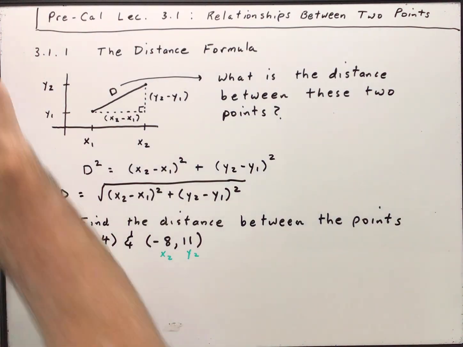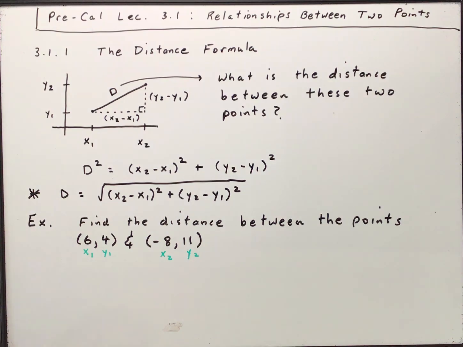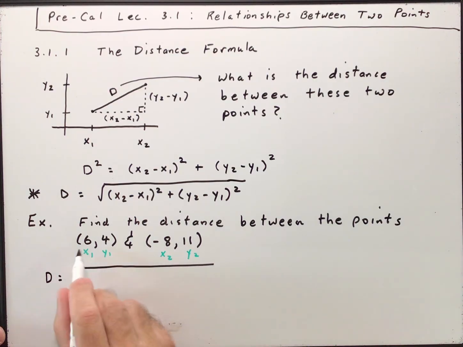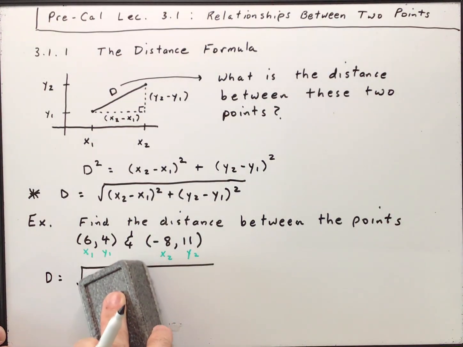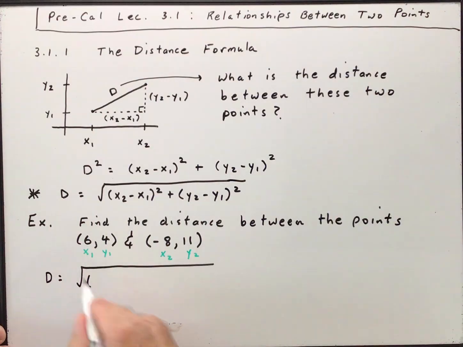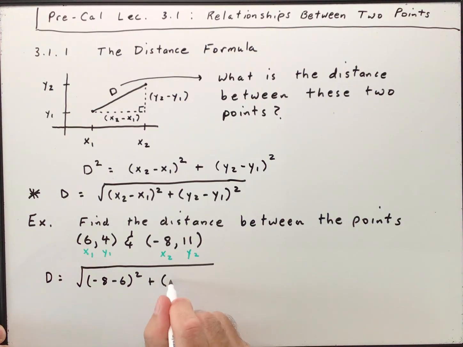It doesn't really matter because we're going to square it. So when you square a negative, it becomes positive. So everything works out in the end. Okay, so the distance between those 2 points is going to be the square root of the distance between the two x's. So 6, I guess the way our formula is, we would have the x2 first, but it really doesn't matter. But -8 minus 6 all squared plus 11 minus 4, all squared.